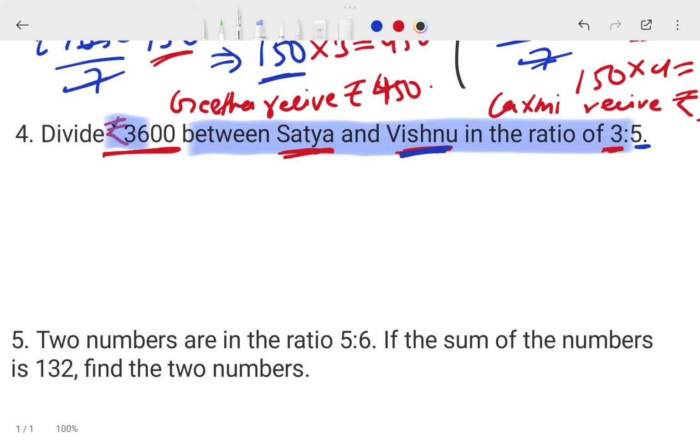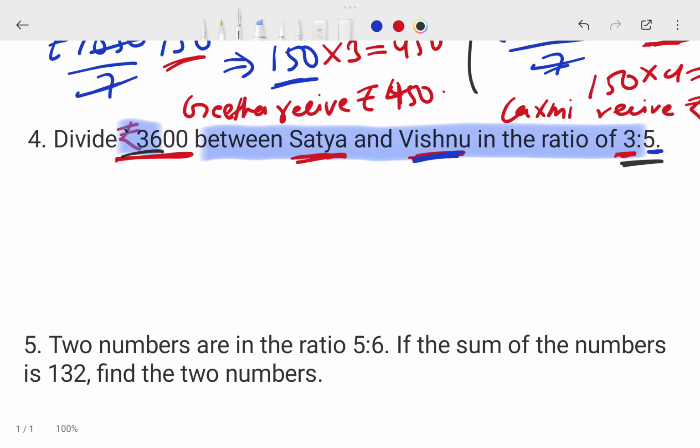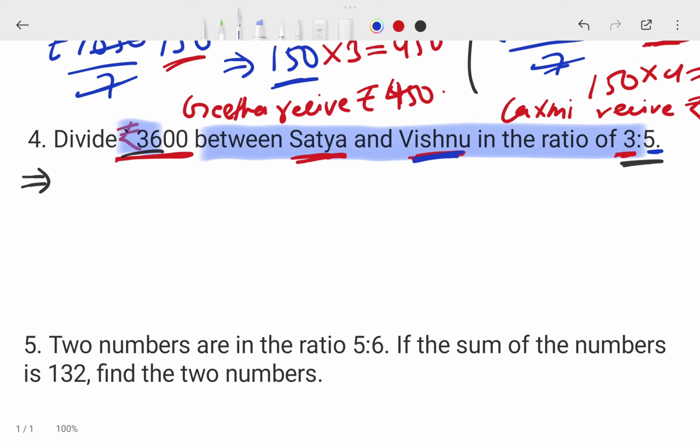This number is given in the ratio 3:5. So generally we have to divide 3600 between Satya and Vishnu, but what exact number to divide, we don't know, but we have a ratio. So what we are going to do, it's a very simple question. Now we are going to do it with Satya. Let's divide for Satya.